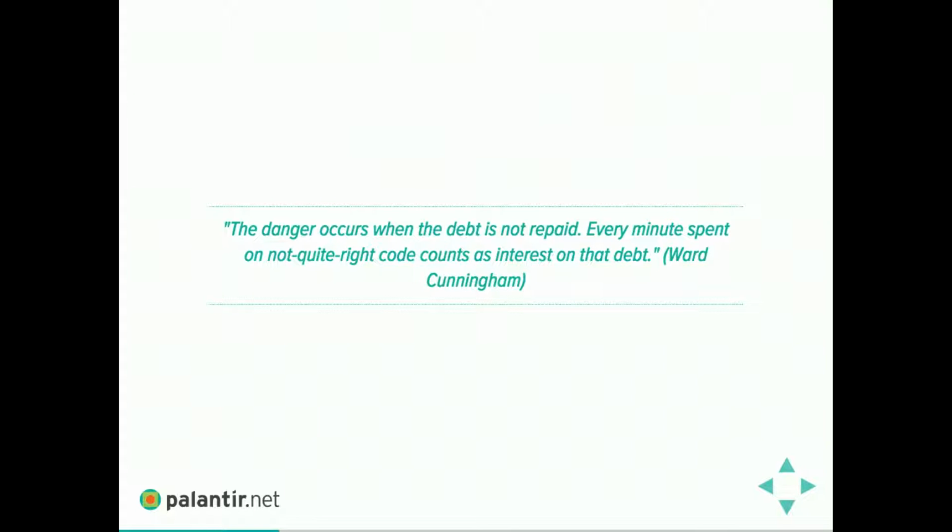So the danger occurs when the debt is not repaid. Every minute that you spend on not quite right code counts as interest on that debt. What he's saying here, in the monetary analogy, is that as you're accumulating more debt, you're also accumulating interest payments. So your future income is being reduced because you're taking on more interest.